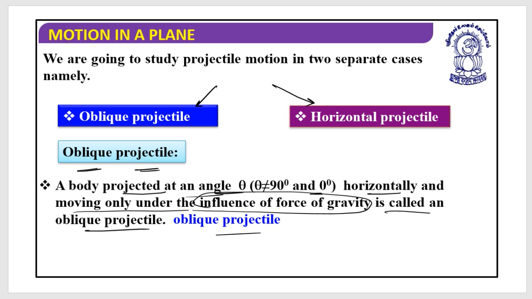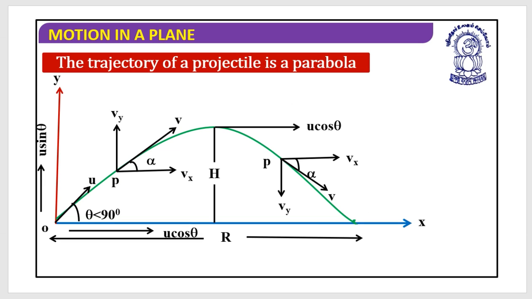So if my object has been thrown at a certain angle theta, but that theta cannot be 0 degrees or 90 degrees, then that motion, if it has been done under the effect of gravity, is considered an oblique projectile. Let's have a look at how it looks.